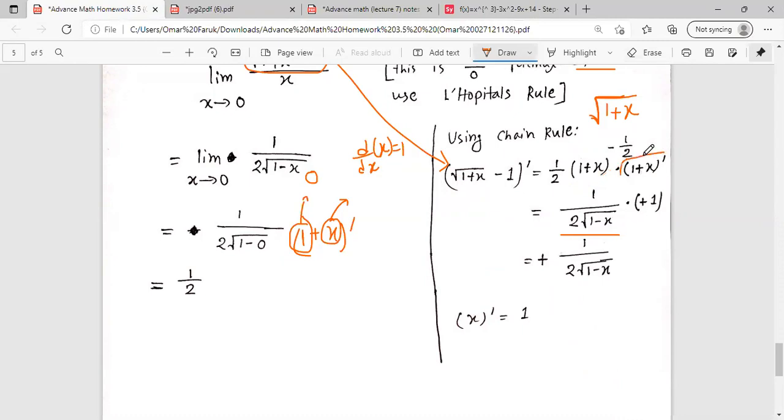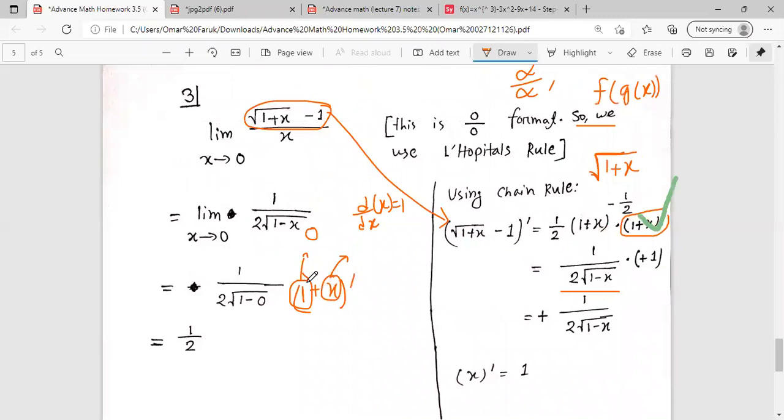So you can see here, I calculated the derivative of 1 plus x. The derivative of 1 is equal to 0 and the derivative of x is equal to 1. That means plus 1. Oh, okay, got it. Please remove this green line. Okay, so finally we get plus 1 by 2 root over 1 minus x.